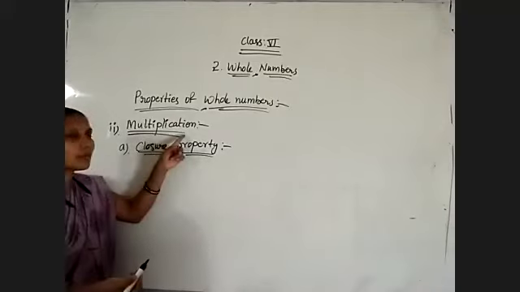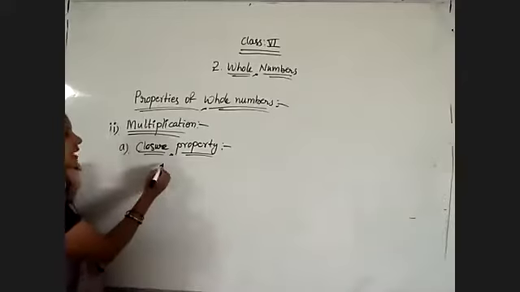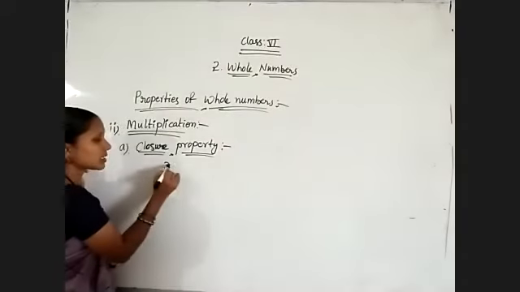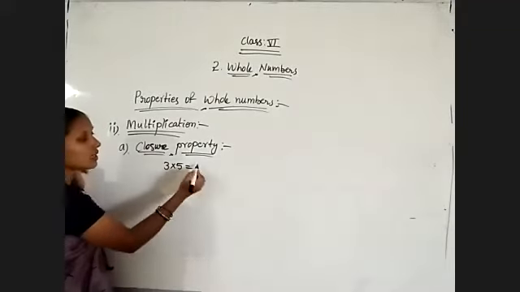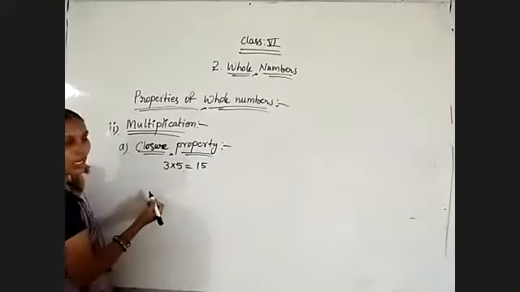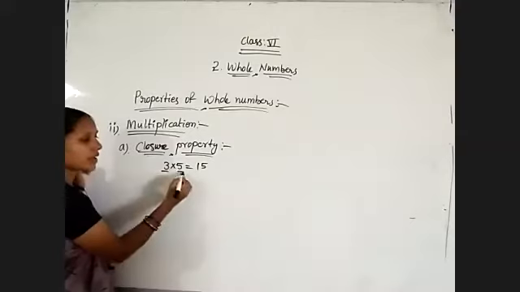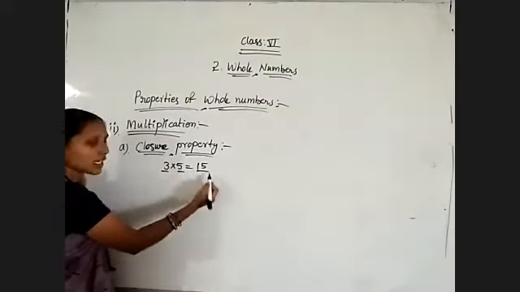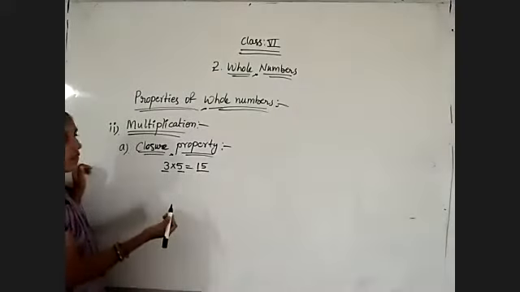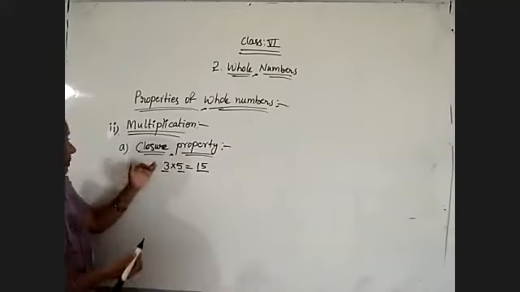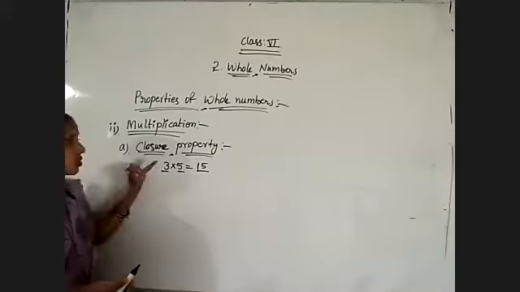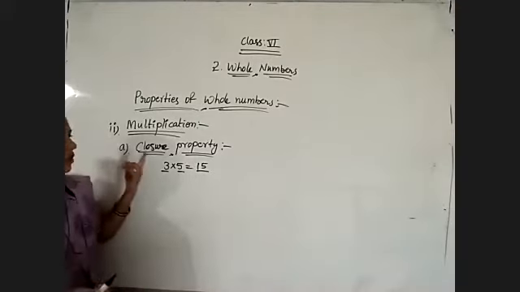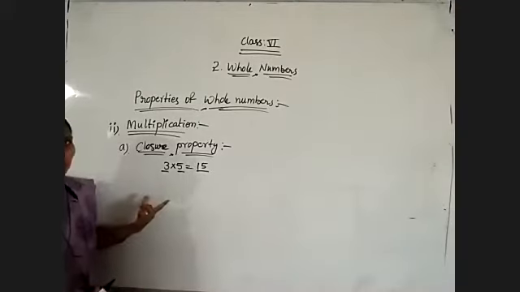Now what is our operation? Multiplication. So when we are multiplying two whole numbers, 3 into 5, what will be the result? 3 5s are 15. 3 is a whole number, 5 is a whole number, 15 also is a whole number. So whatever we discussed yesterday is also suitable for multiplication. So closure property is satisfied over addition and multiplication.